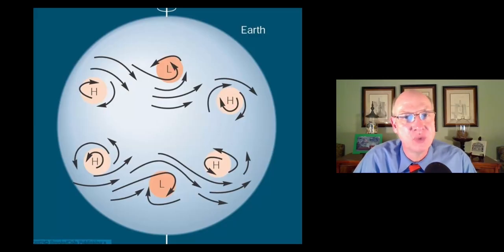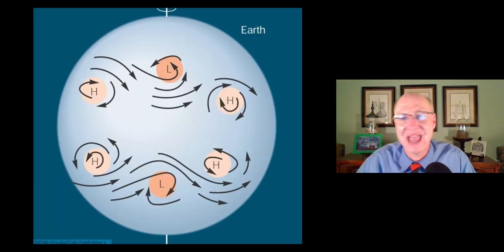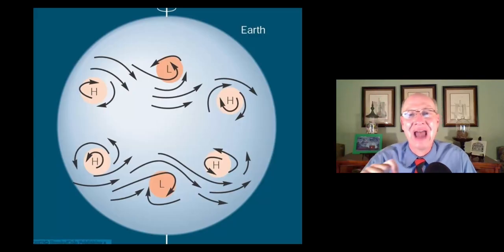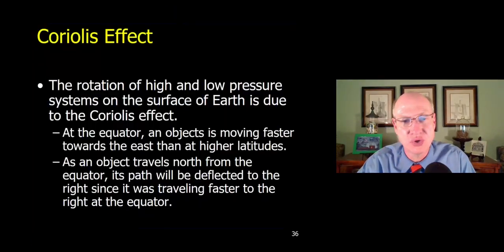And the reason for this rotation around high and low pressure systems on Earth and on Jupiter is an effect called the Coriolis effect. The Coriolis effect comes from the fact that the equatorial regions are moving faster than the regions at higher latitudes. So as gas moves from one region to the other, it not only moves north, but it pulls ahead of the material at more northern latitudes because it was moving faster as it moved around the equator. So let's take a closer look at this thing called the Coriolis effect.